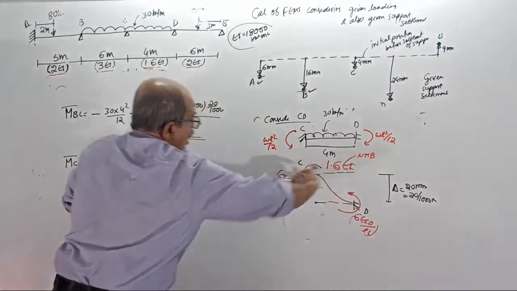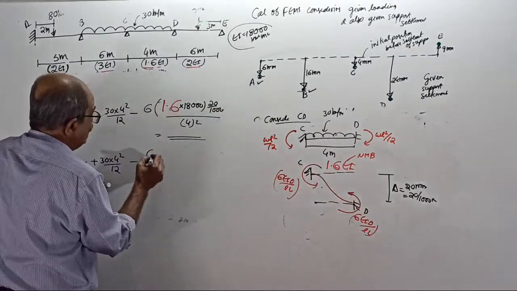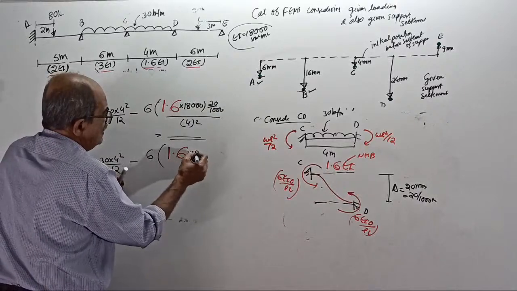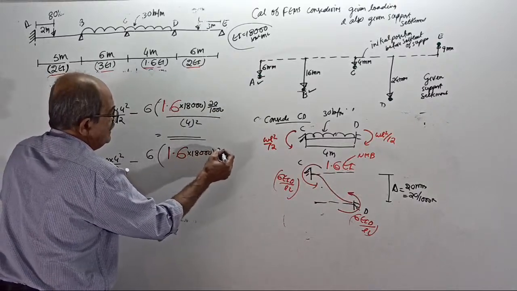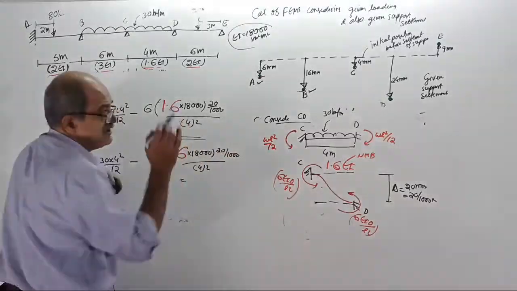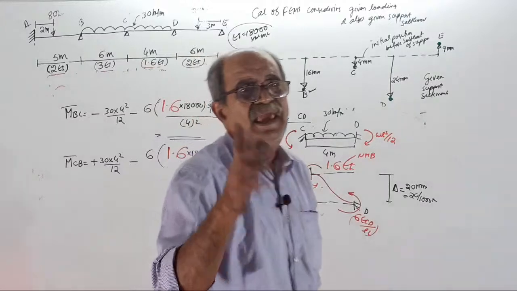And this is anti-clockwise minus, same as that one. 6 into 1.6 into 18,000 into 20 by 1000 divided by 4 square. Get the answer. Tell me, you just tell me clear or not.